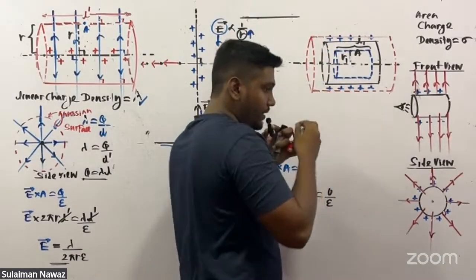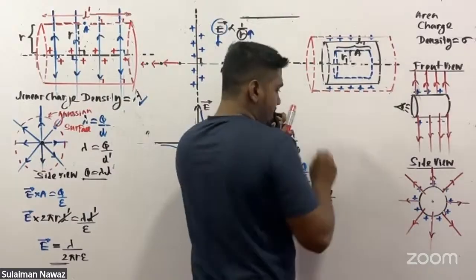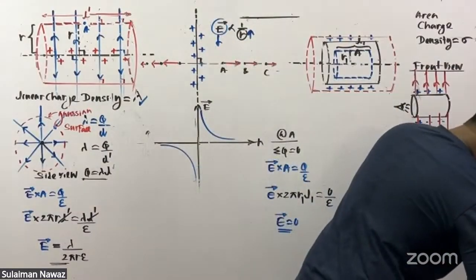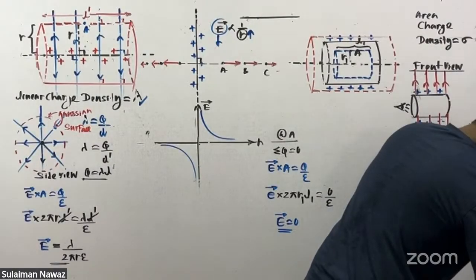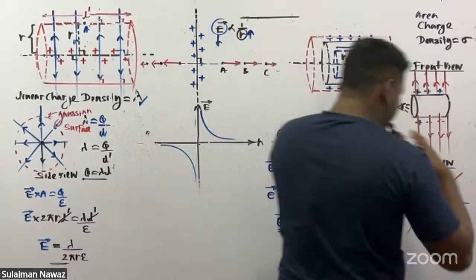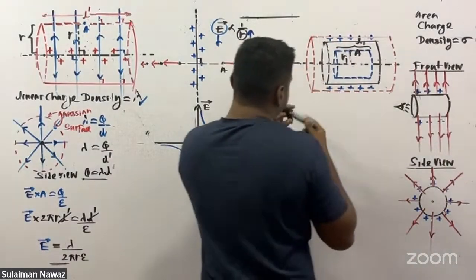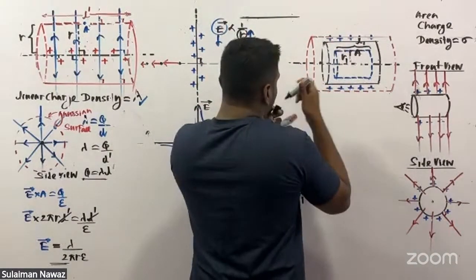Let's say the radius of the hollow conductor cylinder is capital R. This is capital R.